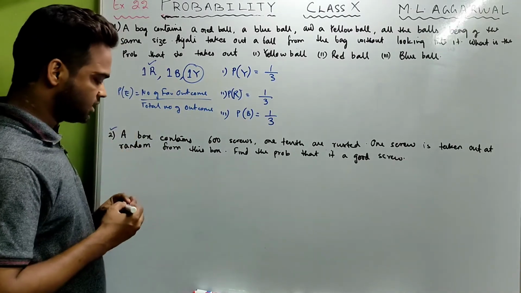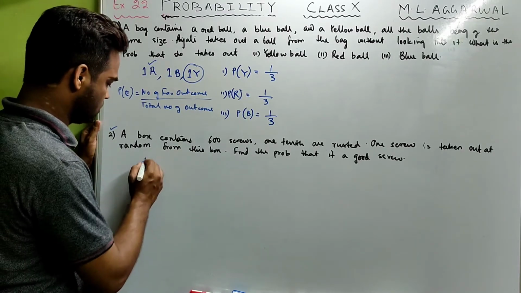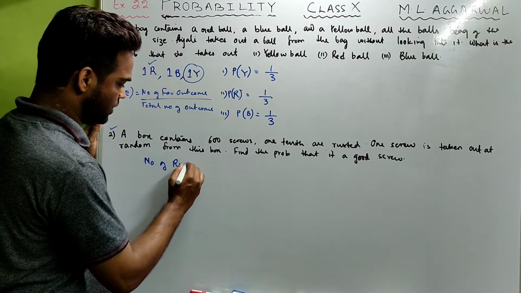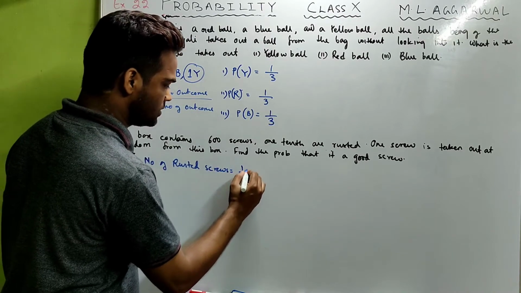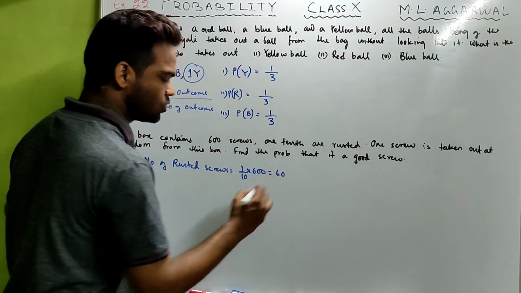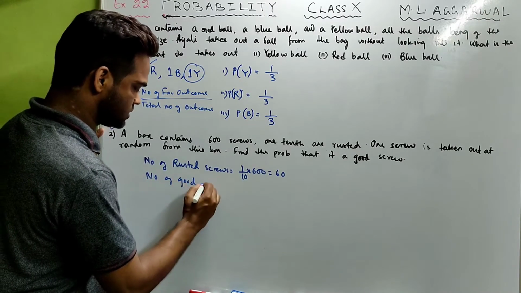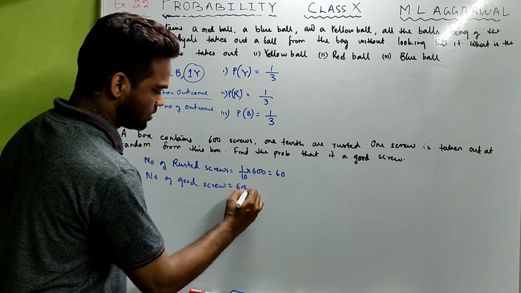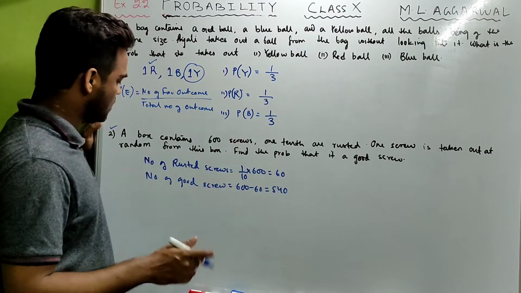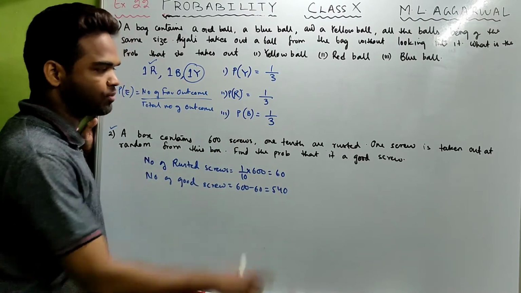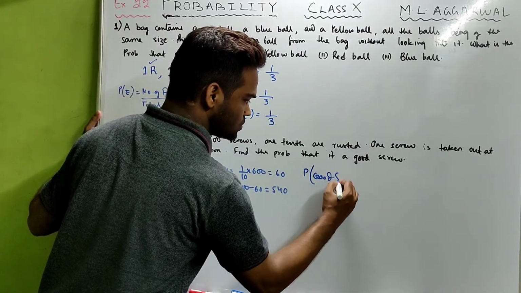Number 2. A box contains 600 screws. 1/10 are rusted. So number of rusted screws will be 1/10 of 600. That's 60 screws are rusted. So number of good screws which are not rusted, I should say, 600 minus 60, that's 540. One screw is taken out at random from this box. Find the probability that it is a good screw.